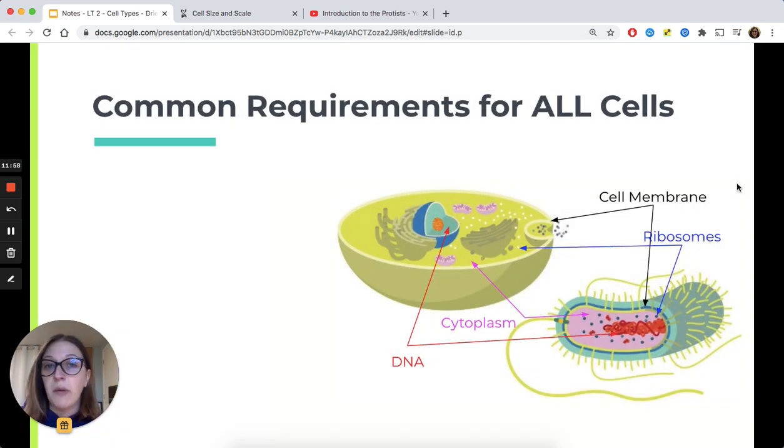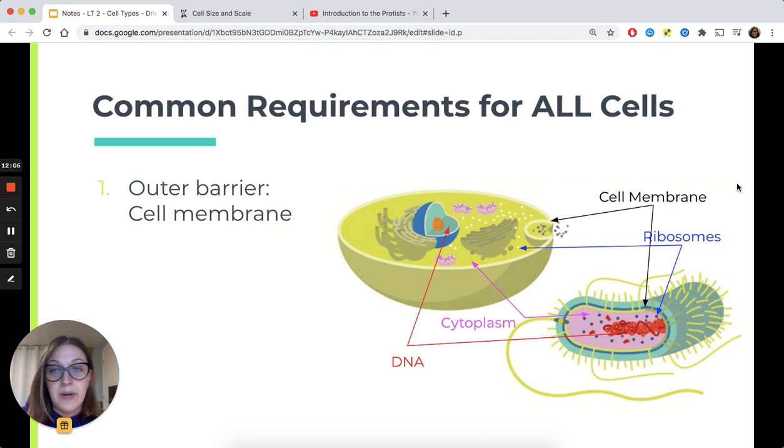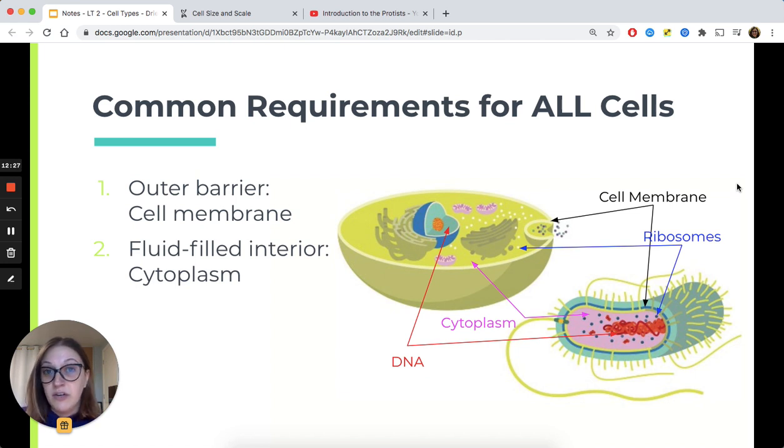So what do all cells have in common? What are the common requirements that a cell must have in order to be considered a cell? Well, first of all, they need to have an outer barrier. And oftentimes, this outer barrier is the cell membrane. In some types of cells, they have an even stronger outer barrier that is the cell wall. But all of them, at the very least, have a cell membrane, whether that's the outermost layer or that cell membrane is sometimes within another protective layer that you'll learn about later. All of them have a fluid-filled interior, which is the cytoplasm. This is a fluid in which all of the organelles float, and it's the site of chemical reactions that take place inside of a cell.